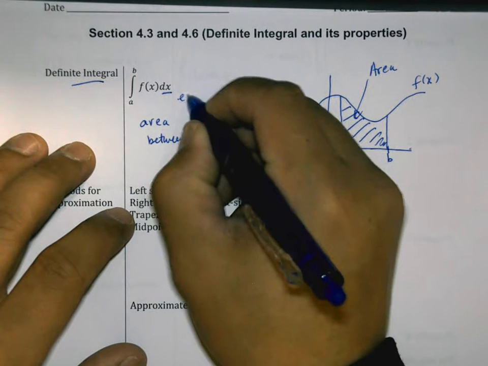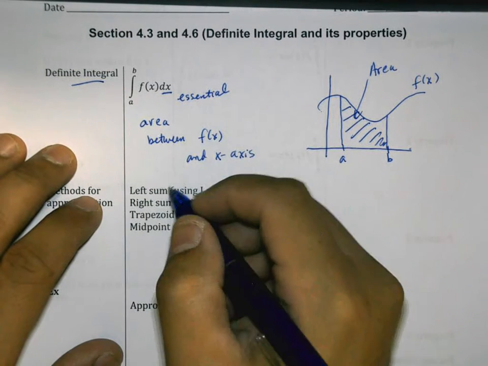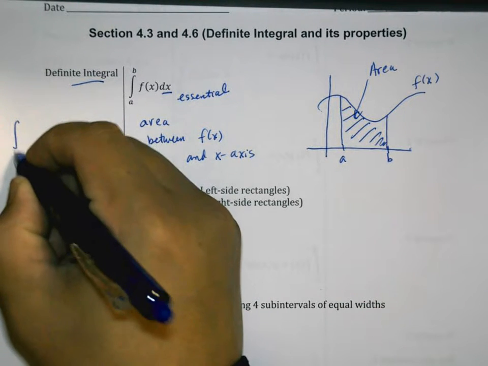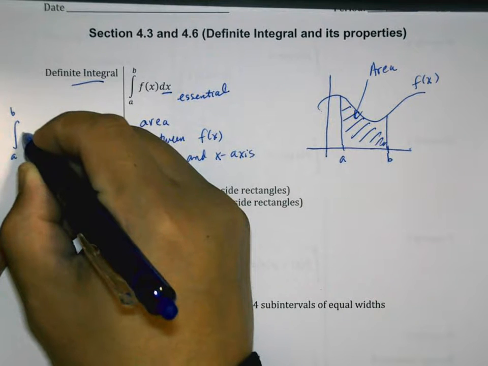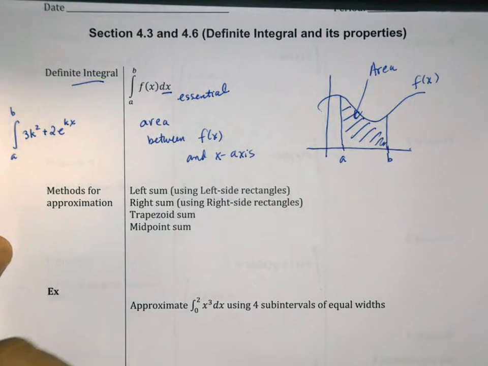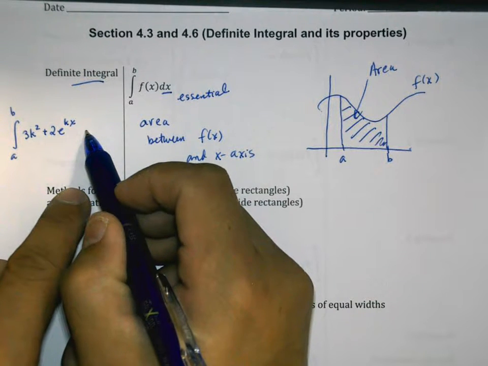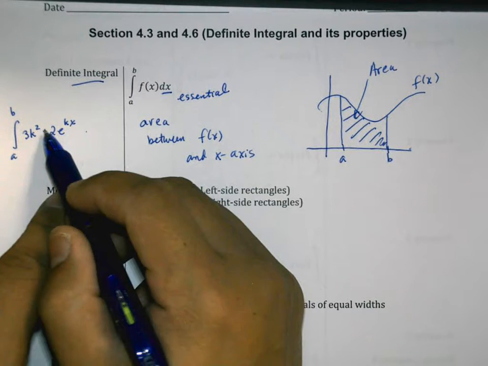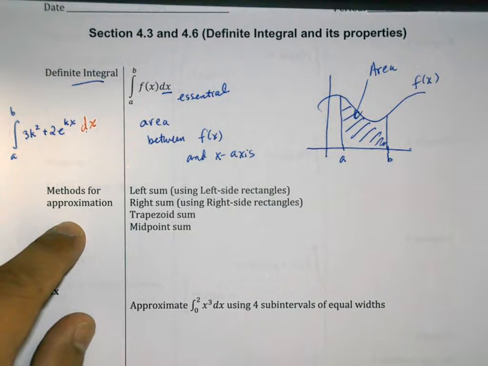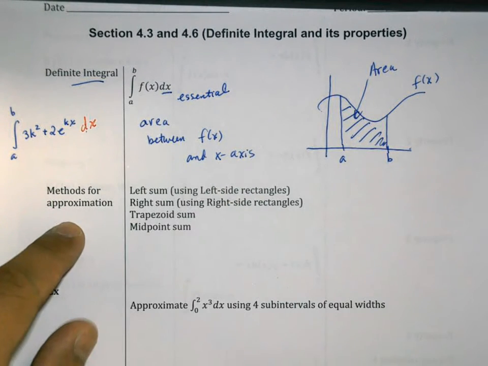This is just a little bit of notation. This dx here is essential. It's often forgotten, but it is essential because it indicates what is the variable here. So for example, if I have a complicated expression like the integral from a to b of 3k squared plus 2e to the kx, if I don't write dx here, we don't really know whether we're integrating with respect to x or with respect to k. Okay? So this little dx here indicates clearly whether we're talking about x or we're talking about k as the variable.